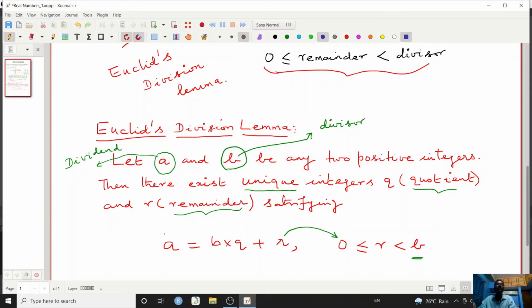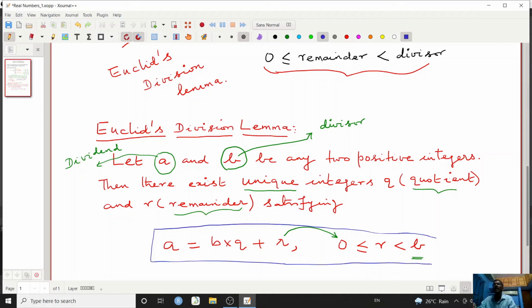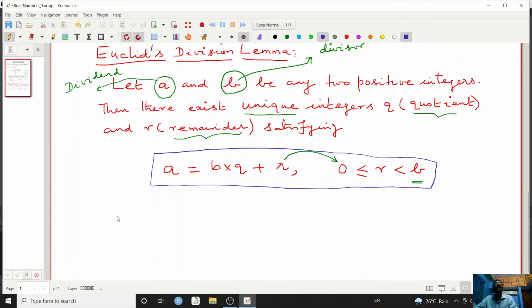This is what we call Euclid's division algorithm. Everybody has to remember. Now you may wonder why this Euclid's division lemma is so important. Using Euclid's division lemma, we can answer a few problems in an easier way, and we are going to find applications of this division lemma in our next lesson.